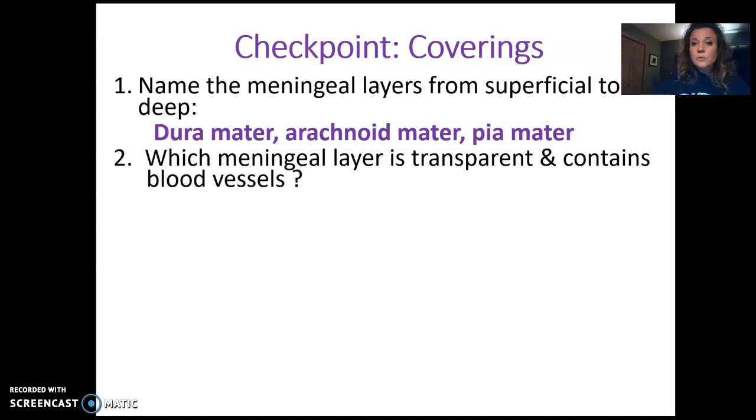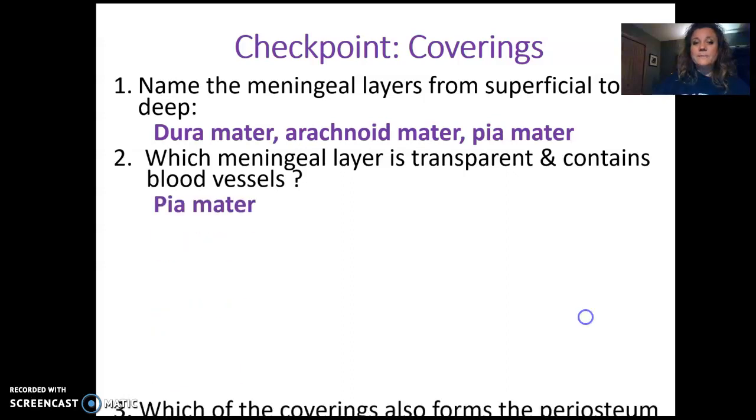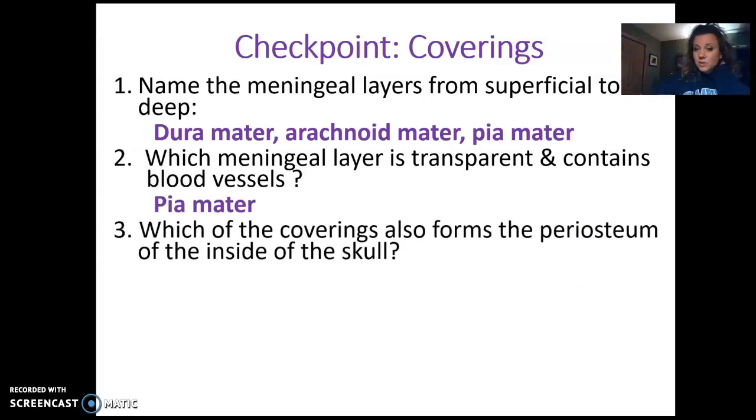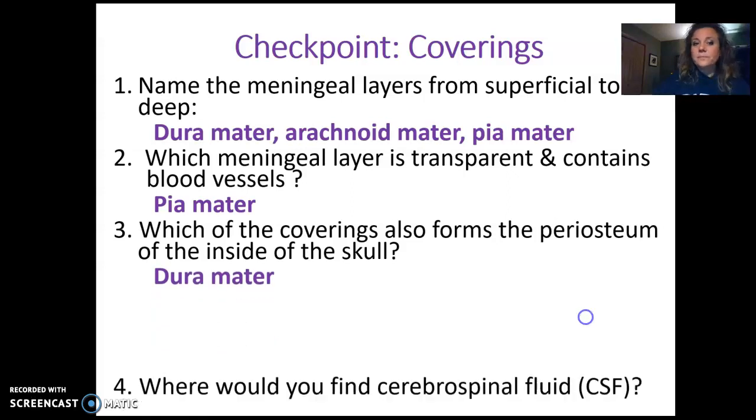Number 2. Which meningeal layer is transparent and contains blood vessels? 3, 2, 1. Pia mater. Number 3. Which of the coverings also forms the periosteum of the inside of the skull? 3, 2, 1. Dura mater. And that's the periosteal layer of the dura mater.